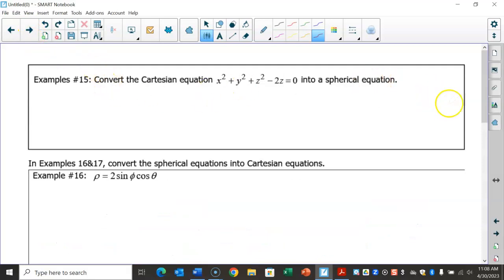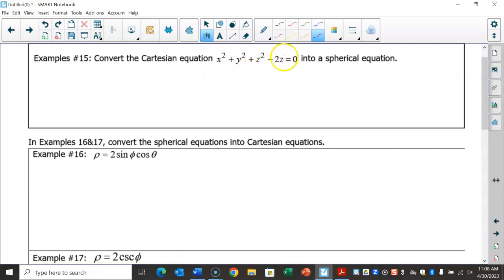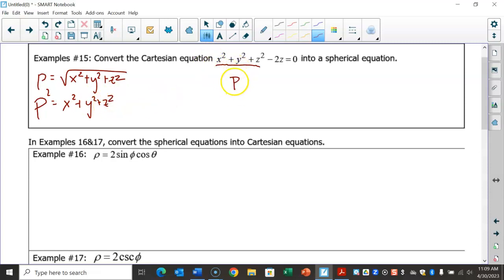So the first question says we are given a Cartesian equation of x squared plus y squared plus z squared minus 2z is equal to 0. And so the first thing we're going to realize here is that, if I remember, rho is equal to the square root of x squared plus y squared plus z squared. So if I were to do rho squared, I get back the thing I just underlined here. So I can replace all of this with simply rho squared.